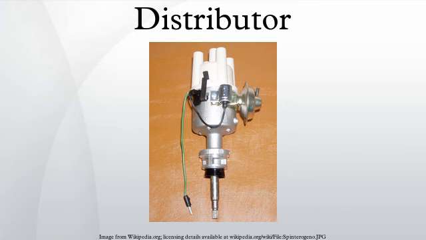Most distributors used on electronically fuel-injected engines lack vacuum and centrifugal advance units. On such distributors, the timing advance is controlled electronically by the engine computer. This allows more accurate control of ignition timing, as well as the ability to alter timing based on factors other than engine speed and manifold vacuum. Additionally, eliminating vacuum and centrifugal advance results in a simpler and more reliable distributor.